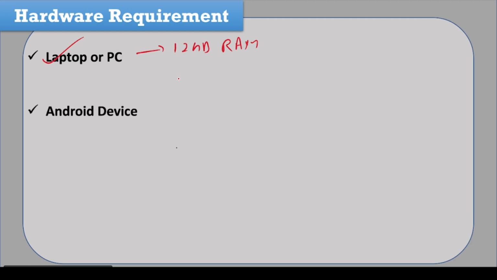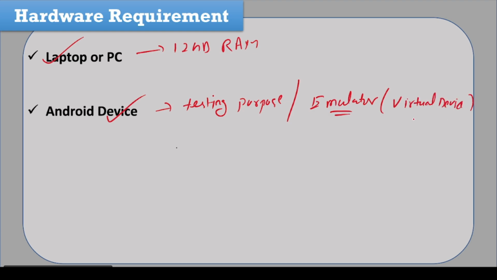To become an Android application developer, first let's see what the hardware requirements are. The first one is, of course, a laptop or PC with good RAM. It should be at least 12 GB RAM. The next requirement is an Android device. We need one Android device for testing purposes. We can also use an emulator. What is an emulator? An emulator is a virtual device, but we cannot test all the functionality in this virtual device. That's why we need one Android physical device.